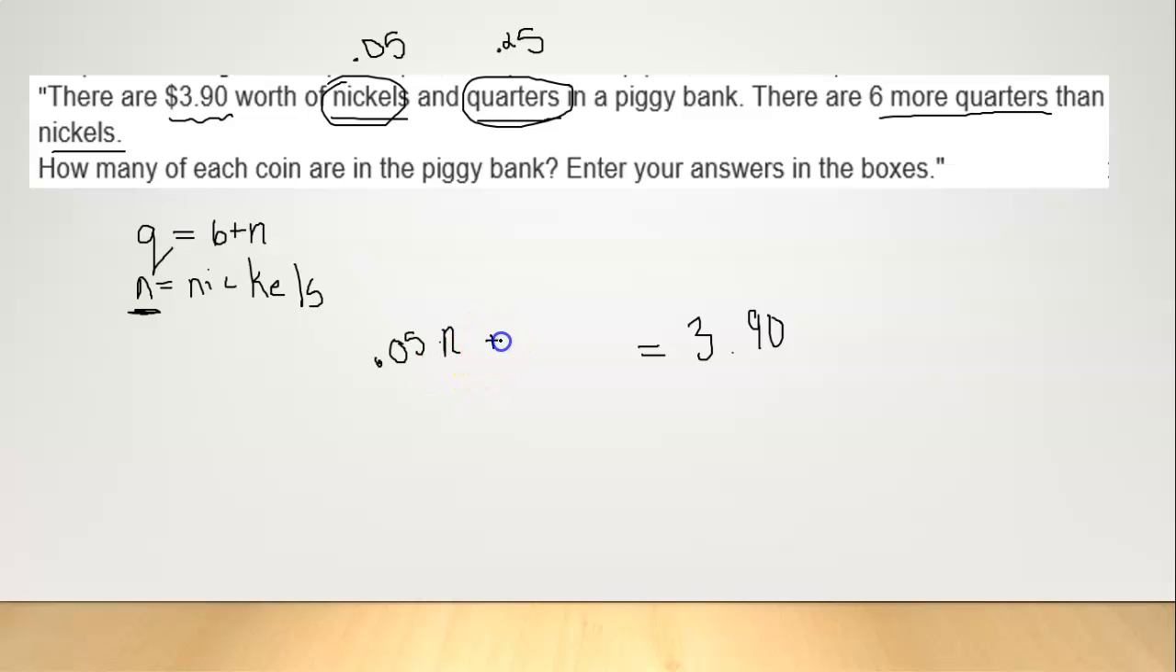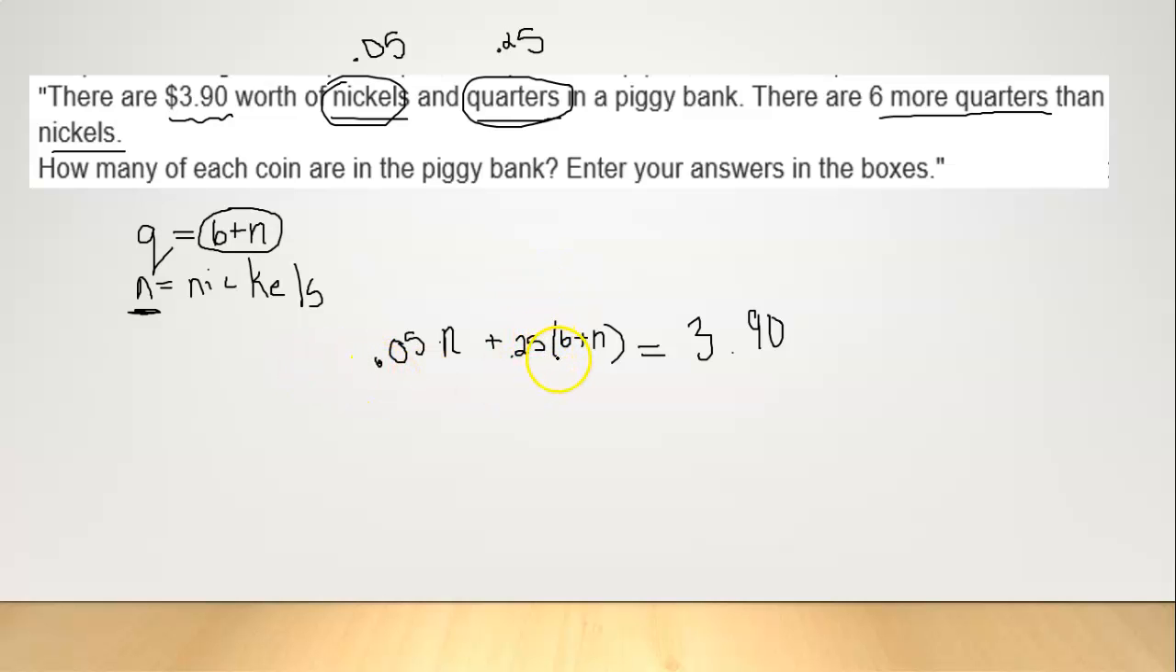And we're going to add it to the quarters. So a quarter is 0.25. But remember, we let quarters equal this expression because it told us there were 6 more than. So we're going to multiply 25 cents by that whole thing, 6 plus n. All right, well, now that we have the equation, I think that's the hardest part. All we have to do now is solve for n.